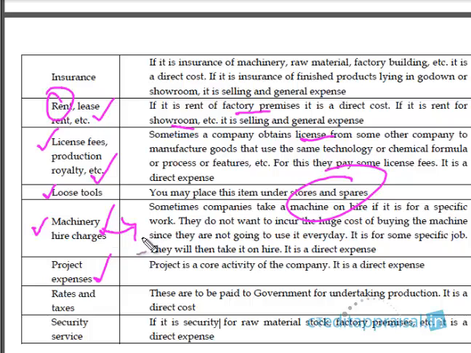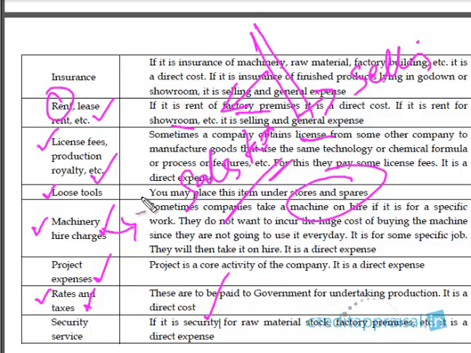Project expenses, sometimes if you see the term project expenses, you can directly place it under direct expenses because it's an expense directly related to the project, right? Rates and taxes. See, government imposes various taxes for factories for undertaking production. So this is actually a direct cost, because unless these statutory obligations are met, you cannot start the production. So this will be a direct expense. Please note that sales tax is a selling and general expense, because sales tax comes after the goods are manufactured. But rates and taxes, these taxes are even before the production has started, so it is a direct expense.